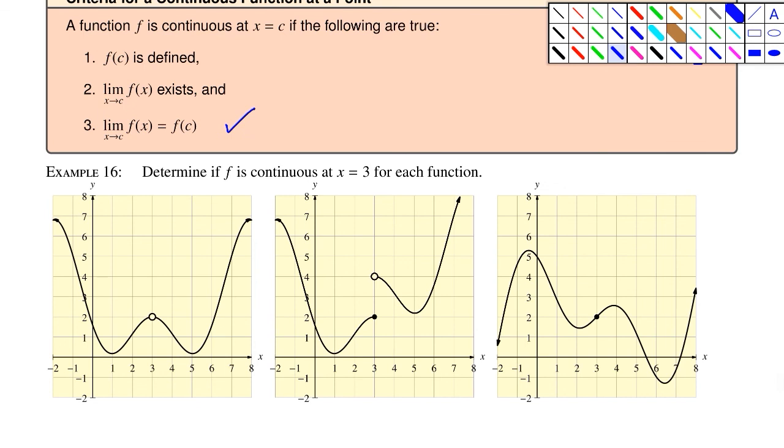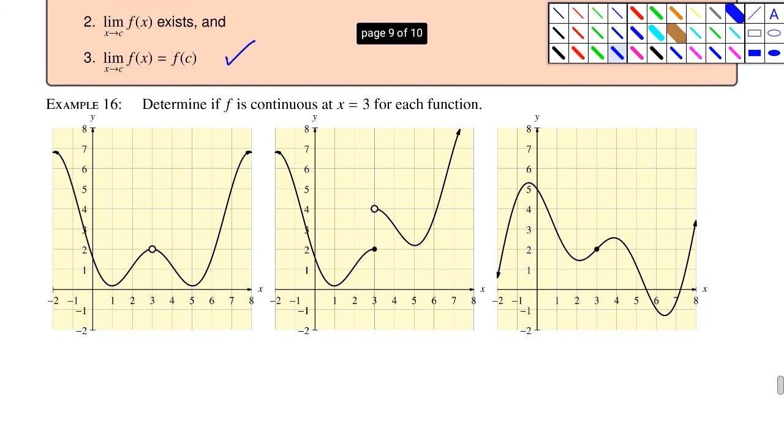Example 16. Determine if f is continuous at x equals 3 for each of these functions. So what you want to do is you want to go through the criteria and see if the criteria are met so that you can declare that this function is continuous. So the first graph on the left, we look where x is equal to 3 and we look for the solid dot. But there is no solid dot. So we say that f is not continuous.